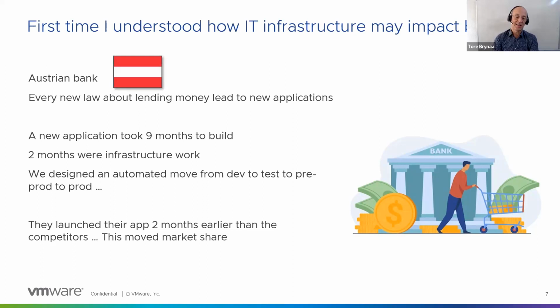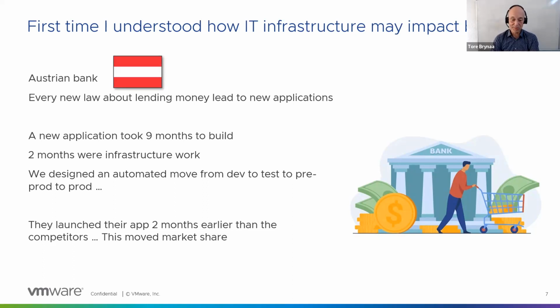So we designed an automated move from dev to test to pre-prod to production. And we actually cut most of those 2 months out of the development period. That means this bank got to market 2 months before their competitors with the new loaning application. And I was very young when we did this. And I thought, 2 months, cool.